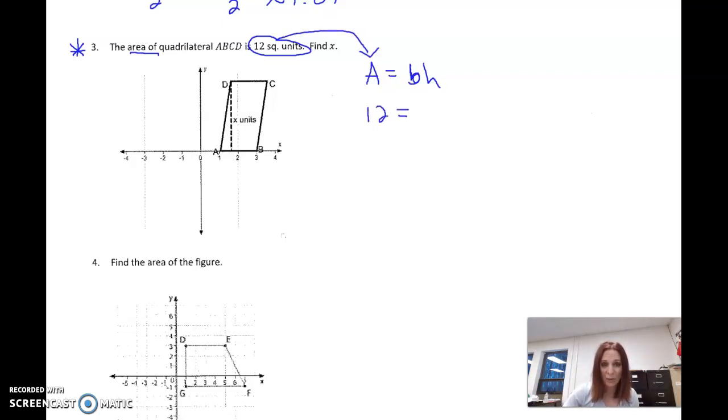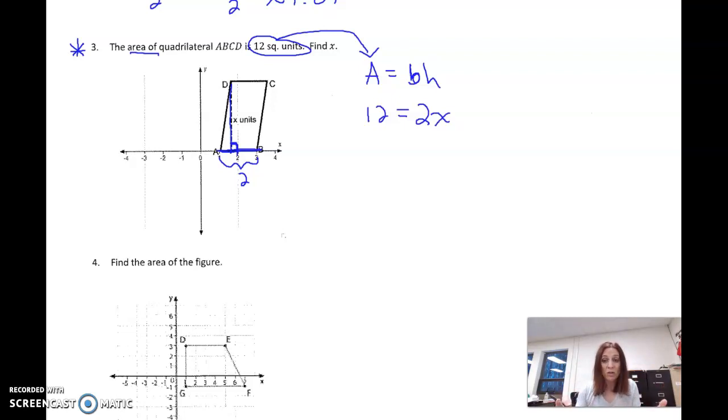So 12 equals, now, this line right here, notice how it's going straight down. They should put a right angle symbol there, but they didn't. It's telling us that that's x units. My base, they don't give us anything, but we can count. From 1 to 2, there's 1, 2. This has a length of 2 on the bottom. So we can say our base is 2 and our height is 6. Or I'm sorry, our height is x. This looks way more confusing than what it is.